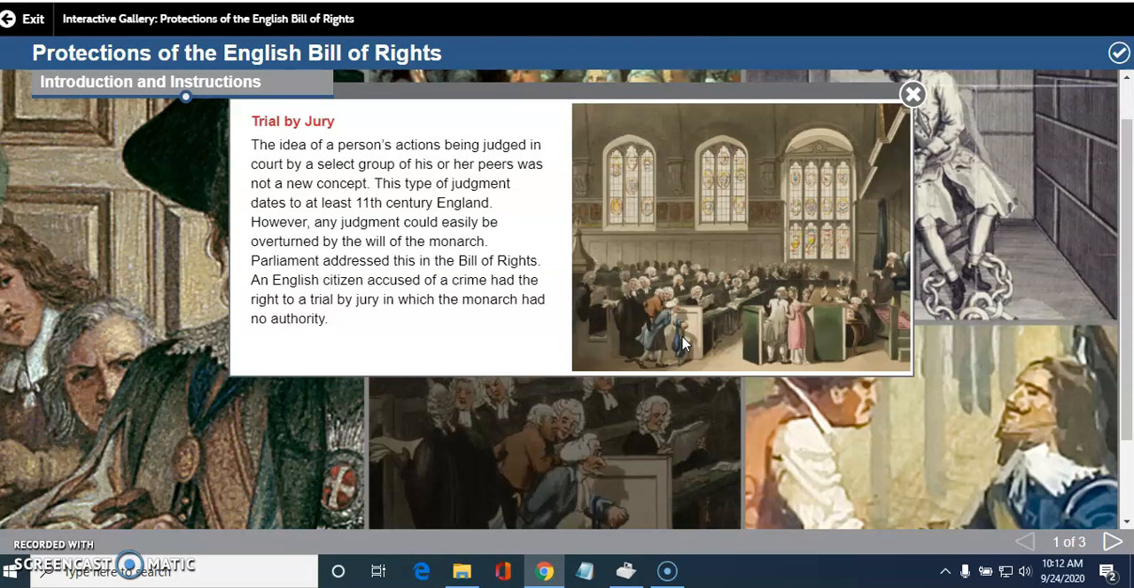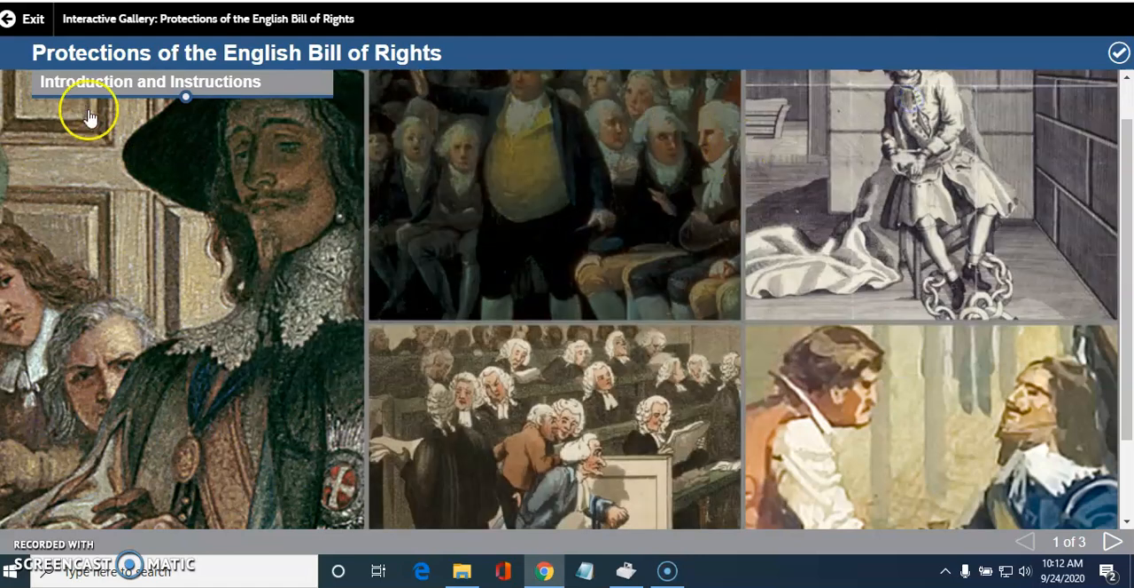Any judgment in the past could be overturned by the monarch. If the king wanted someone guilty and the trial found him innocent, he would just step in. Well, Parliament said you can't do that anymore. An English citizen accused of a crime had the right to a trial by jury in which the monarch could not get involved. It had to be by his peers. This also has been adopted by the United States, and I'm going to give you a second to tell me what right this guarantees. If you said liberty, you got it right. This is your freedom, basically that you have the right to a jury of your peers and that the state can't step in once that trial begins.